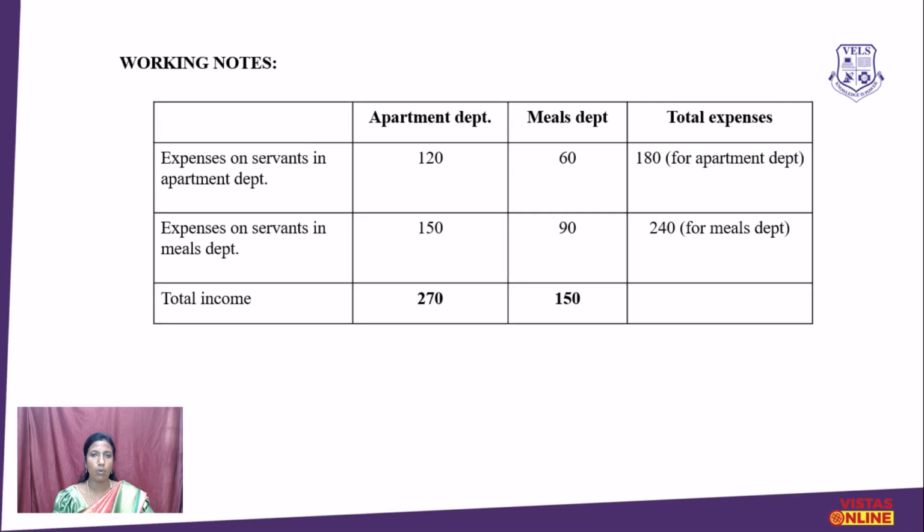31st March 1992. Now the working notes. In these working notes, the two departments are separated: apartment department and meals department. Expenses on the servant in the apartment department are 120 for apartment and 60 for meals. Expenses on the servant in the meals department are 150 for apartment and 90 for meals. So 180 for the apartment department and 240 for the meals department. The total income is 270 in apartment and 150 in meals department.